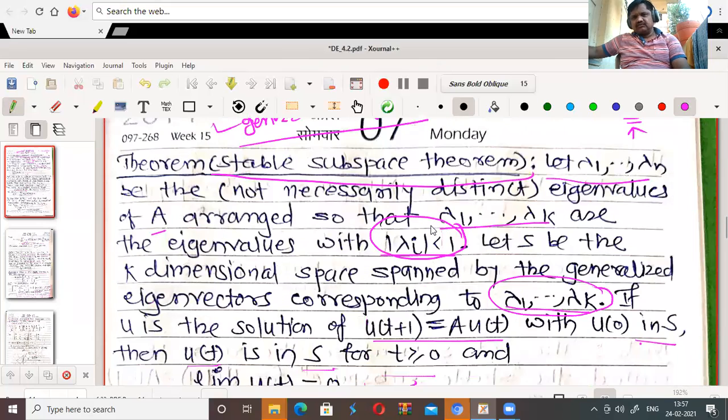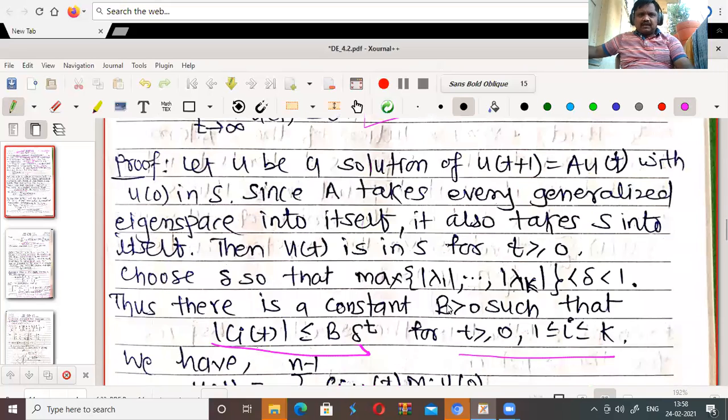So now here we want to consider only those eigenvalues whose modulus is less than 1. Let u be the solution of u(t+1) equal to A u(t) with u(0) in S. Since A takes every generalized eigenspace into itself, it also takes S into itself. Then u(t) is in S for all t greater than or equal to 0.